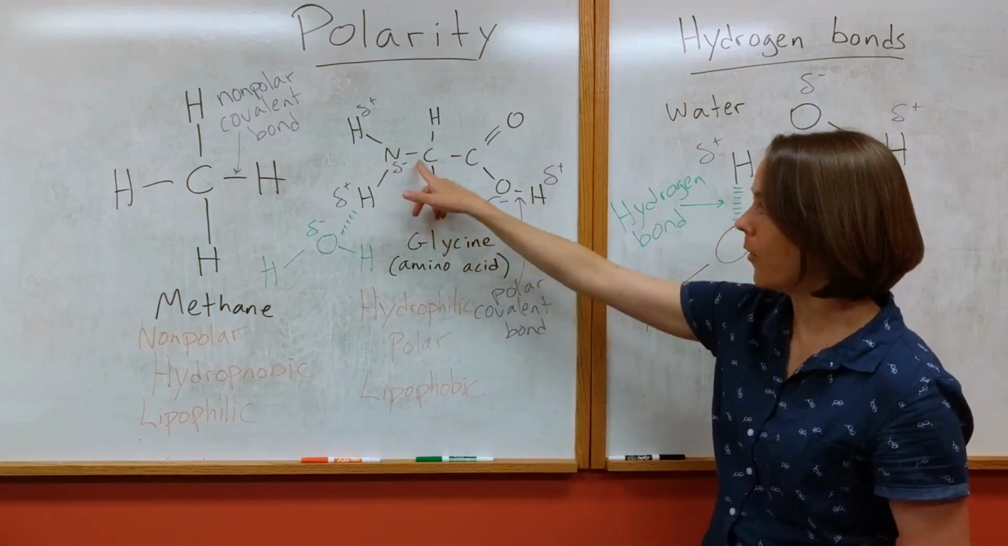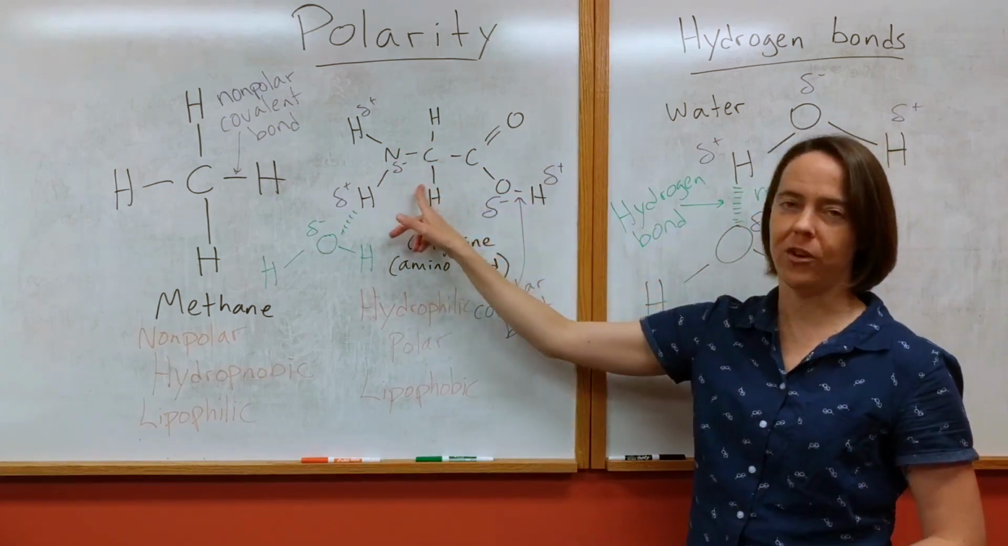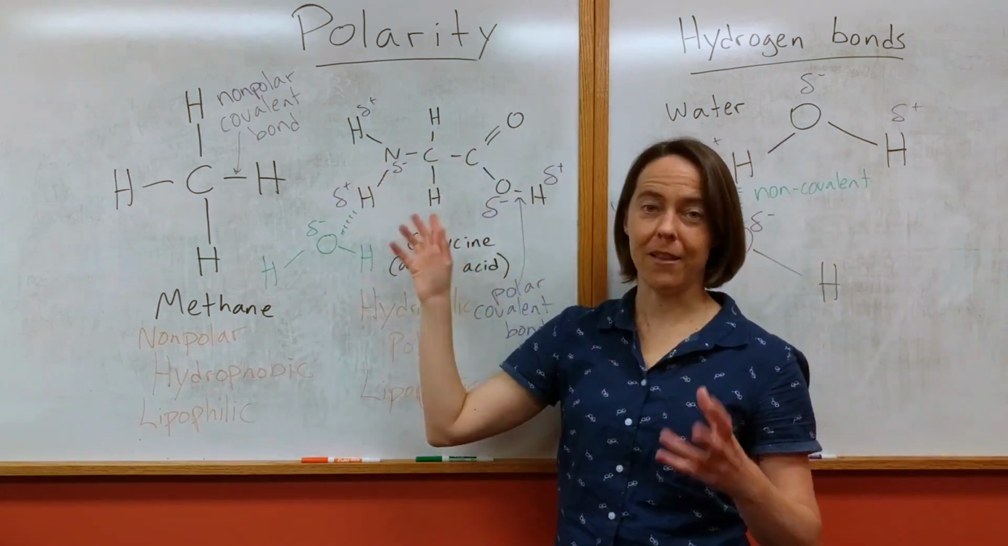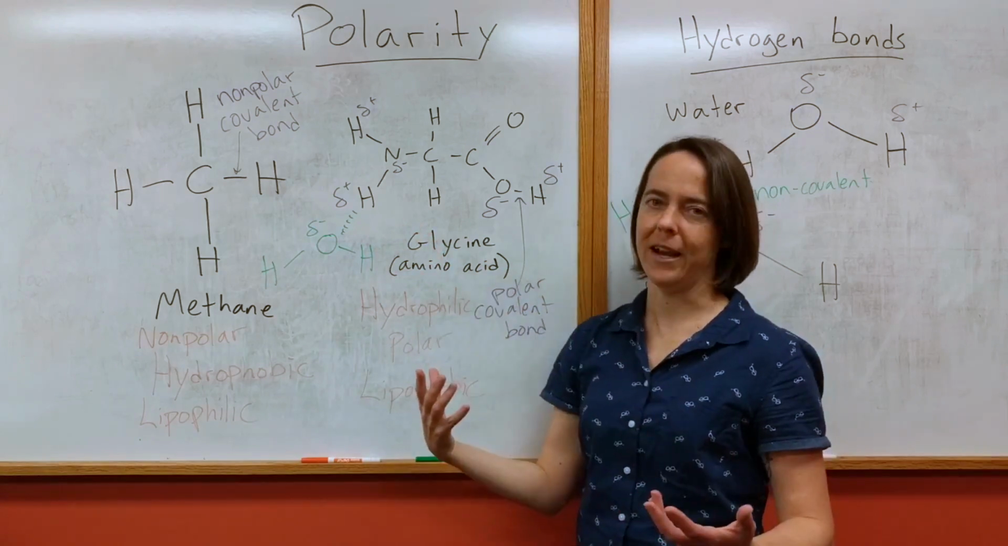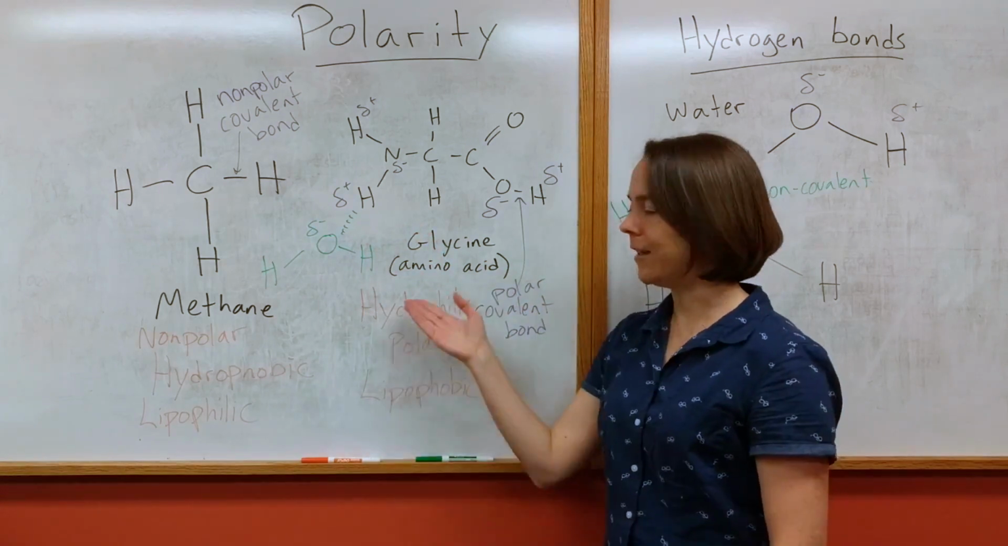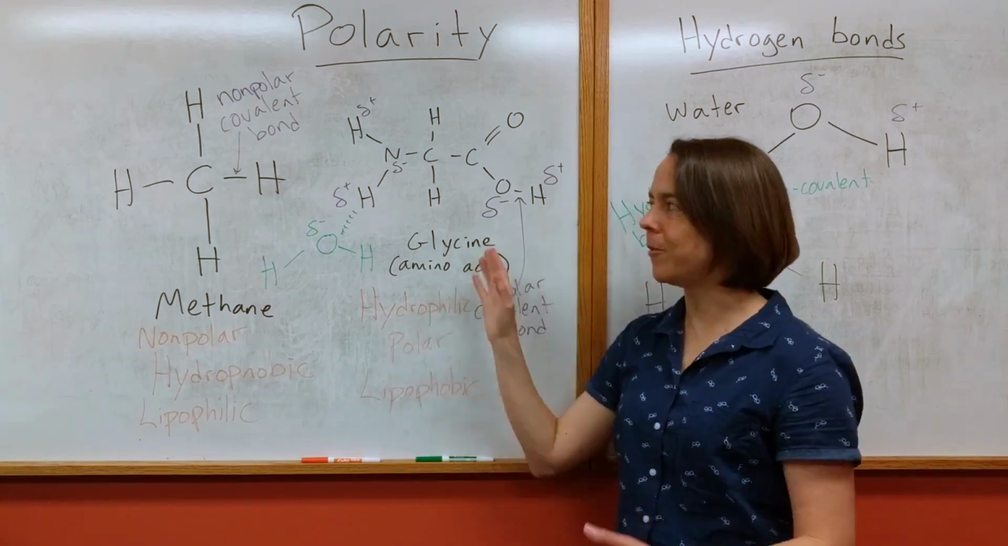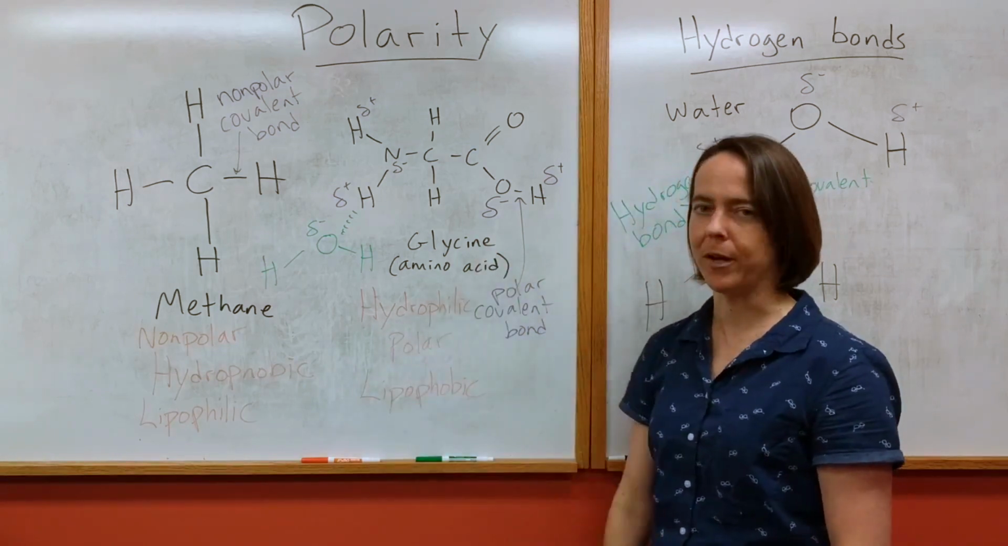As opposed to our amino acid here, it is polar because many of these bonds are polar. There are a few that are nonpolar, for example between that carbon and hydrogen, that is a nonpolar bond. But there are so many polar bonds in our amino acid that overall it acts as a polar molecule. It will be able to form hydrogen bonds with water, so it's hydrophilic. And it's not going to be able to interact with fats, so it's lipophobic.